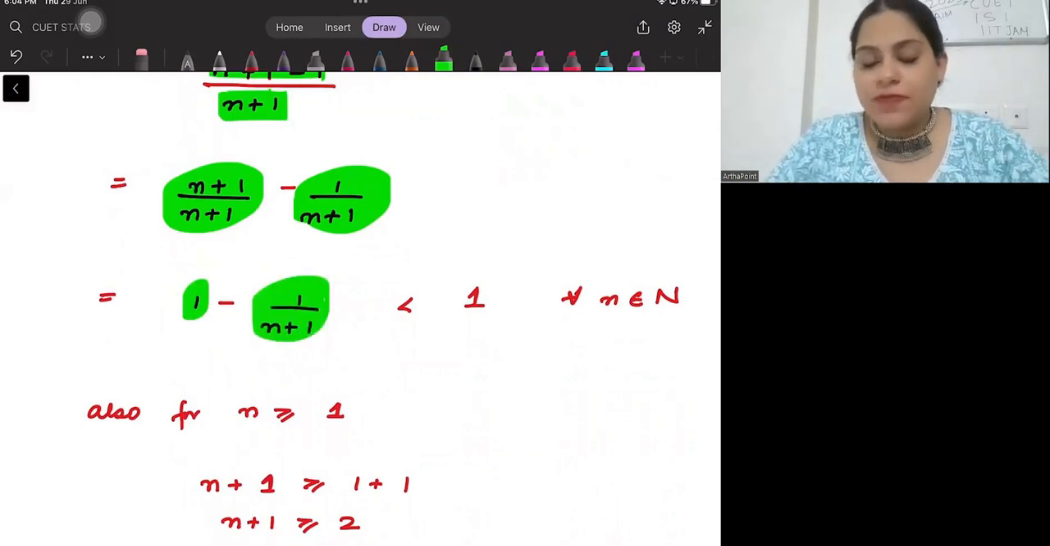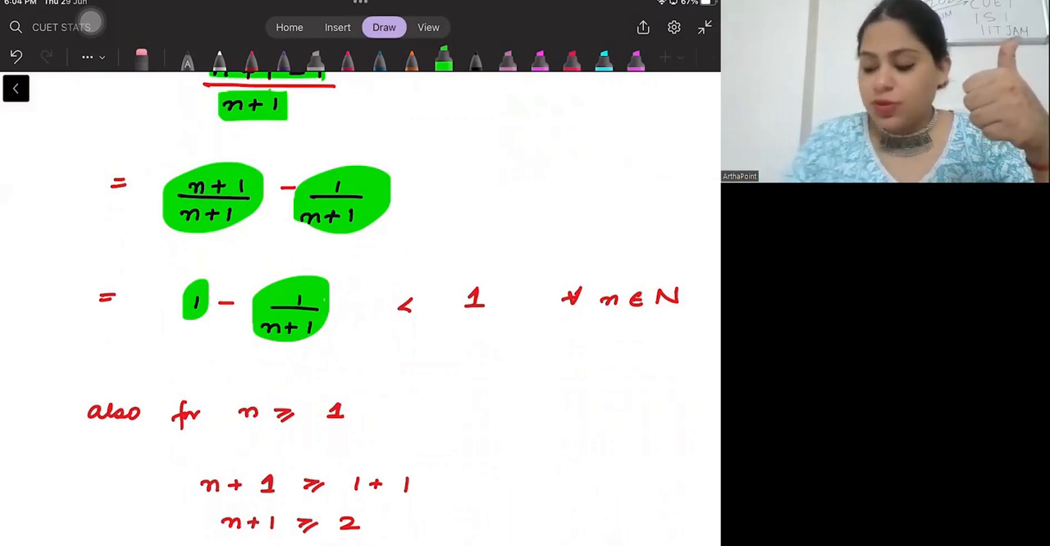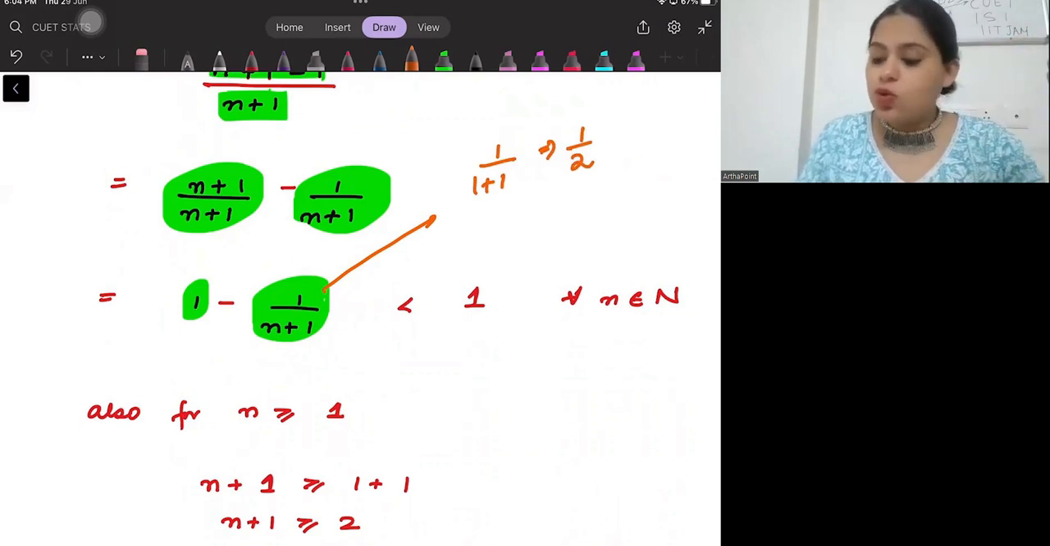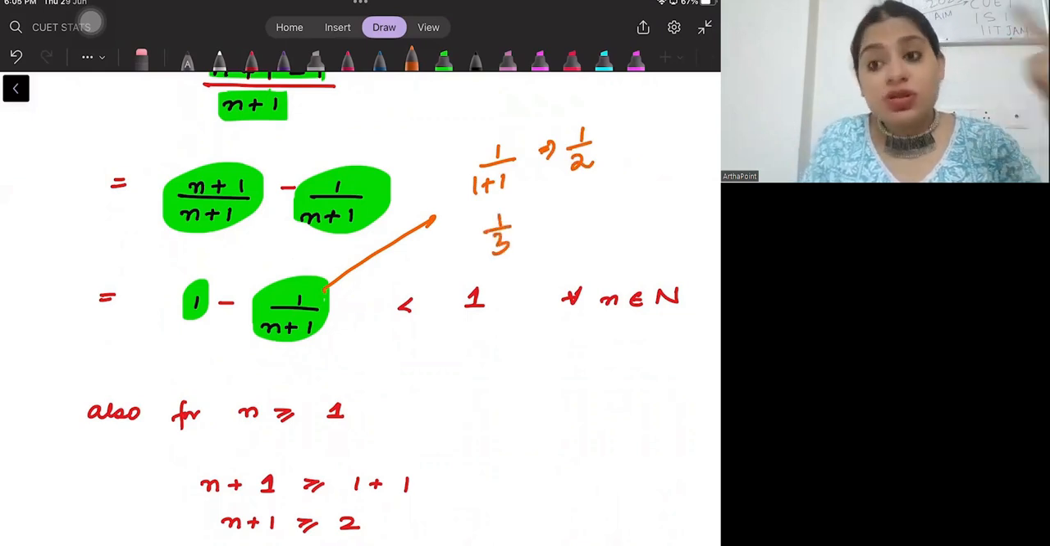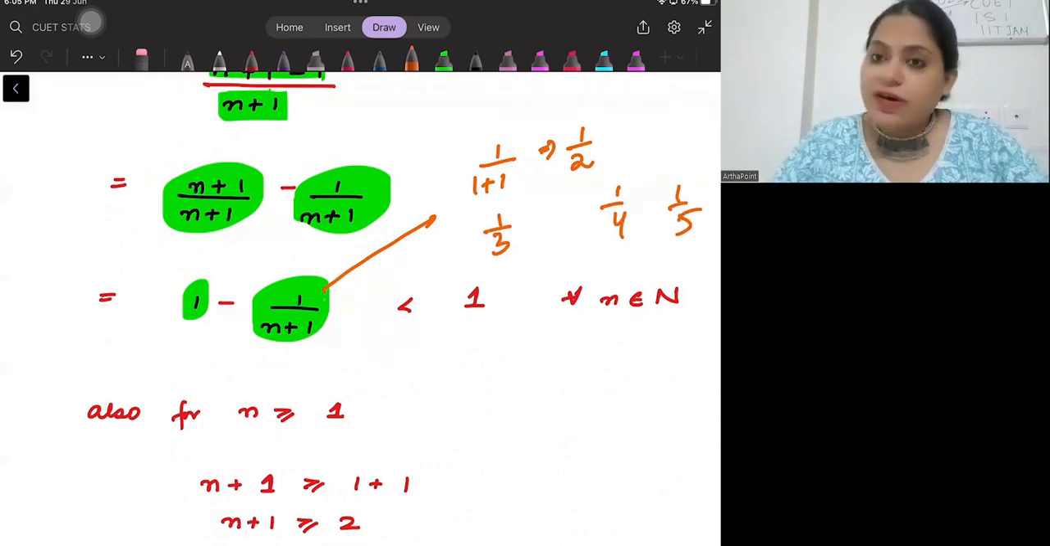Better think about it. Whatever natural number value of n you put, you can put n as 1. What will you get here? You will get 1 upon 1 plus 1. That will be 1 by 2. You can put 2, you will get 1 by 3. You can put 3, you will get 1 by 4, 1 by 5, and so on. Whatever value of n you put, you will get some number.